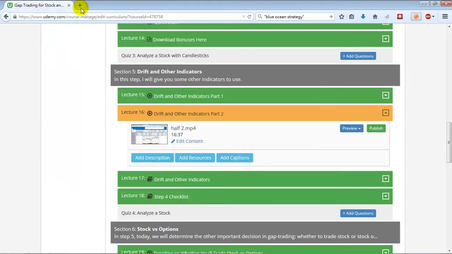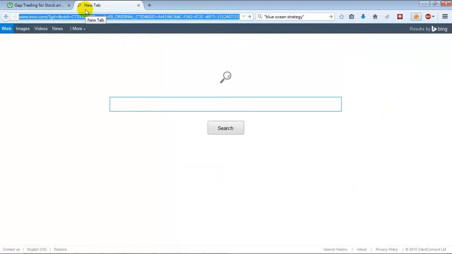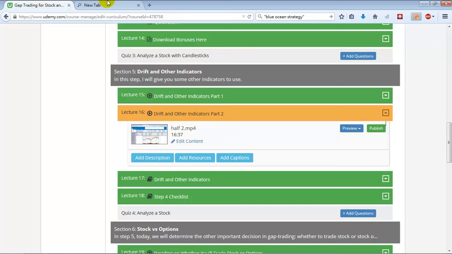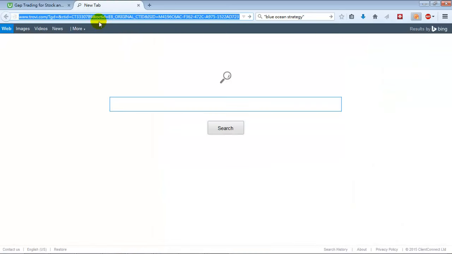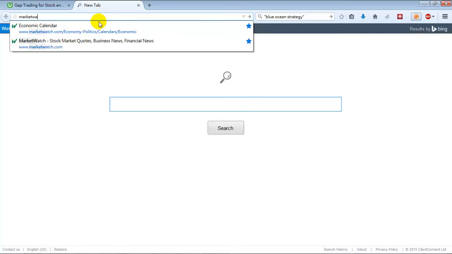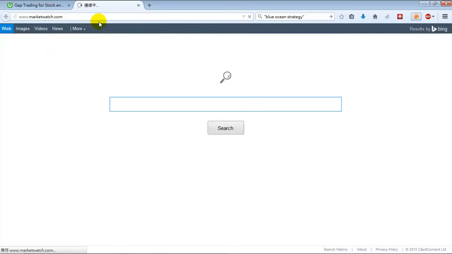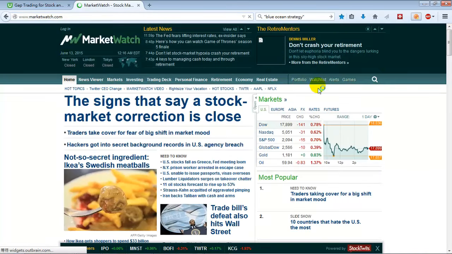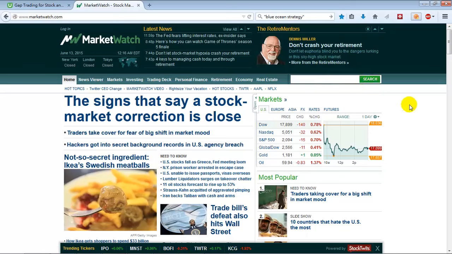The first we're going to want to look at is, and I've called this drift and other indicators for a reason, drift, and you can use any stock chart. I'm just going to use a market watch. Drift is important because it has 2 things going for it. First is statistical backing. Drift has been well studied.